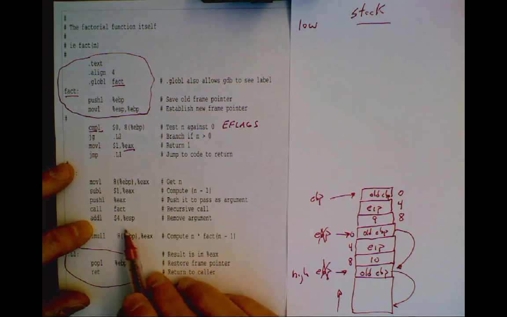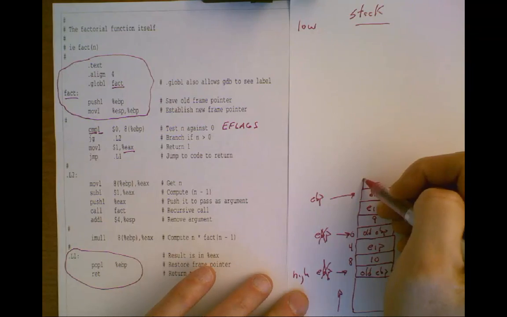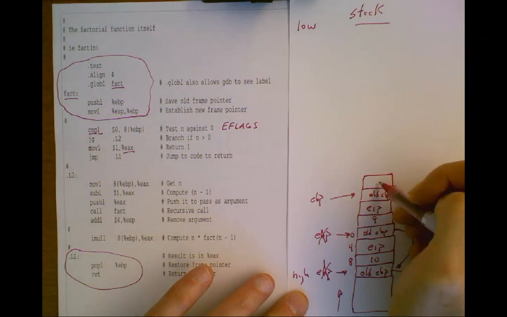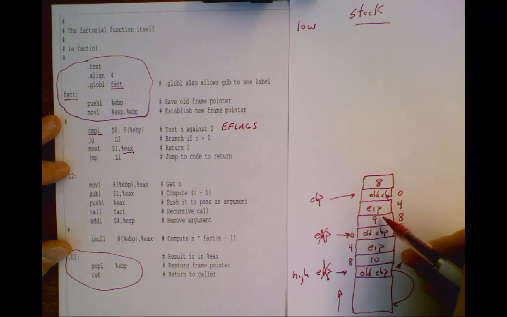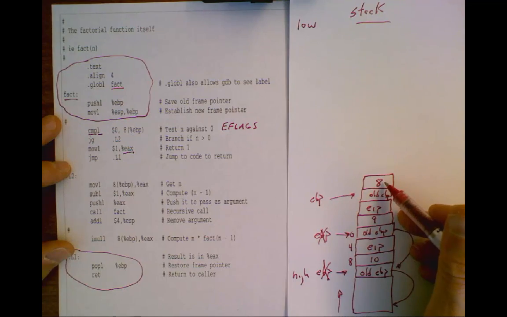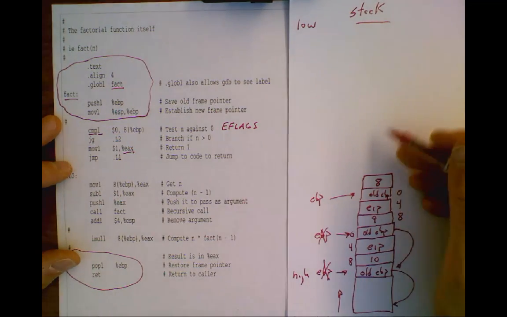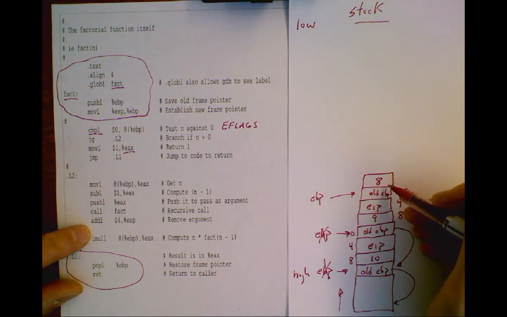I'm going to add 4 to the stack pointer. What does that do actually? Well, what I failed to do was pass the next argument on. The function call that was running with factorial of 9 would have pushed 8 onto the stack as an argument and then invoked factorial again. So when I come back, I've got to get rid of that argument.